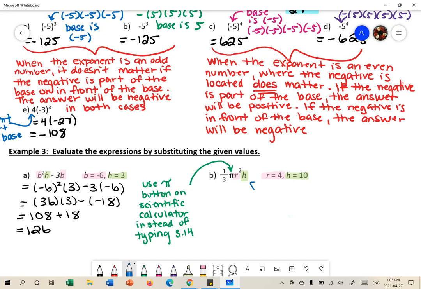So this could also be written as 1/3 times pi times r squared times h, which could also be written as 1/3 times pi over 1 times r squared over 1 times h over 1. Every whole value has an invisible denominator of 1. We just don't include it, but it's there. Now, since our first value, 1/3, is a fraction, I'm going to include the denominator of 1 to create fractions for all of our values.